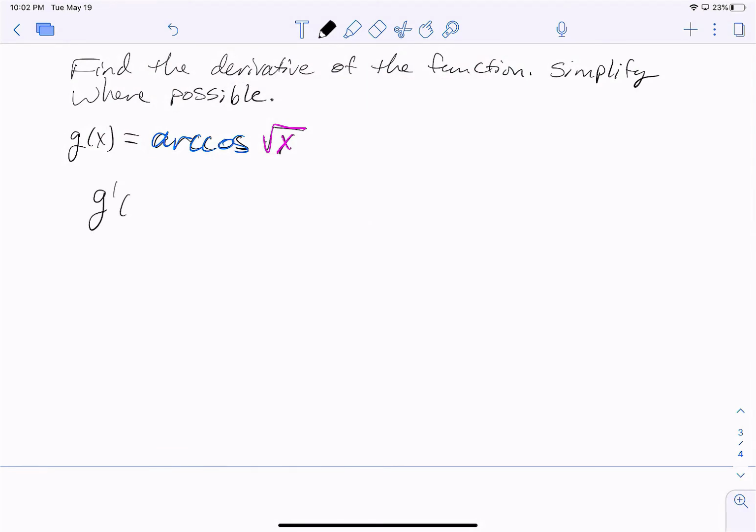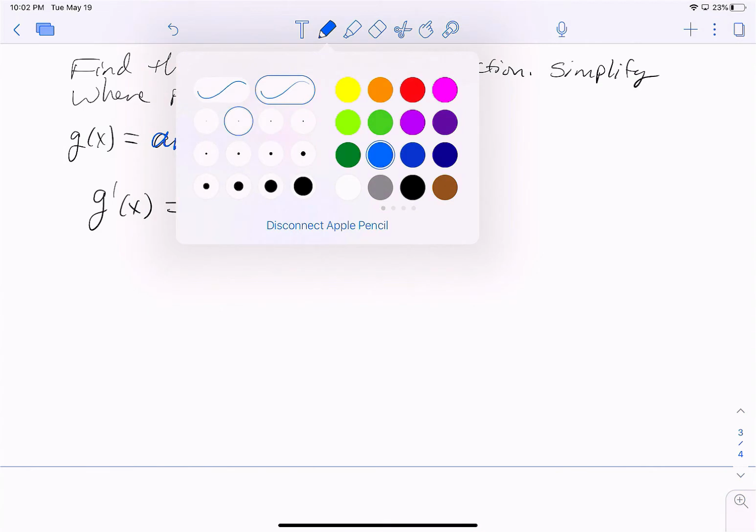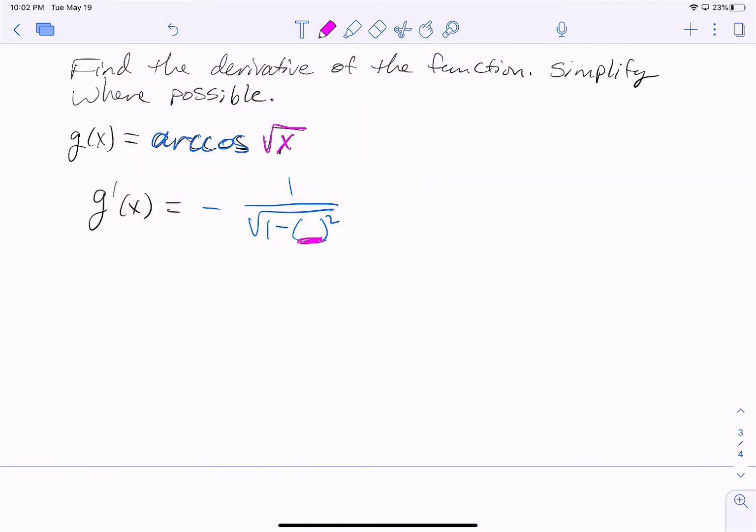Using the chain rule, we're first going to take the derivative of the outside function. The derivative of the arc cosine function is negative 1 over the square root of 1 minus the argument squared. We'll fill that argument in in just a minute. The derivative of the inside function, since the inside function is the square root of x, is 1 over 2 times the square root of x. We're using the power rule. Remember, the square root of x is equal to x to the 1/2.